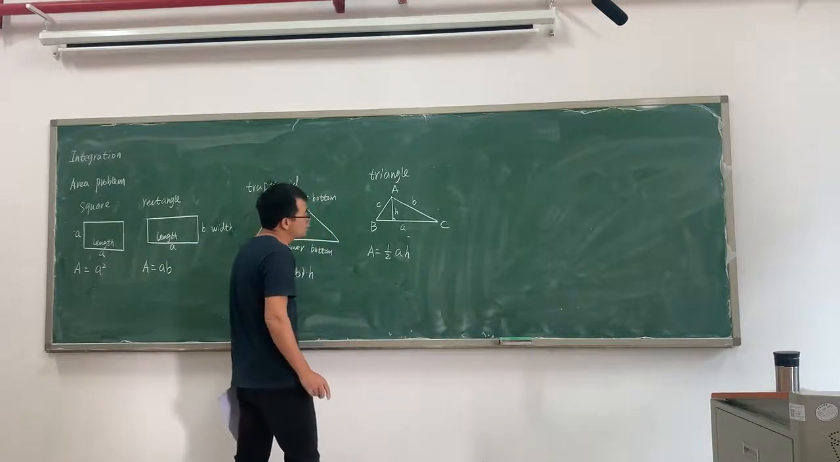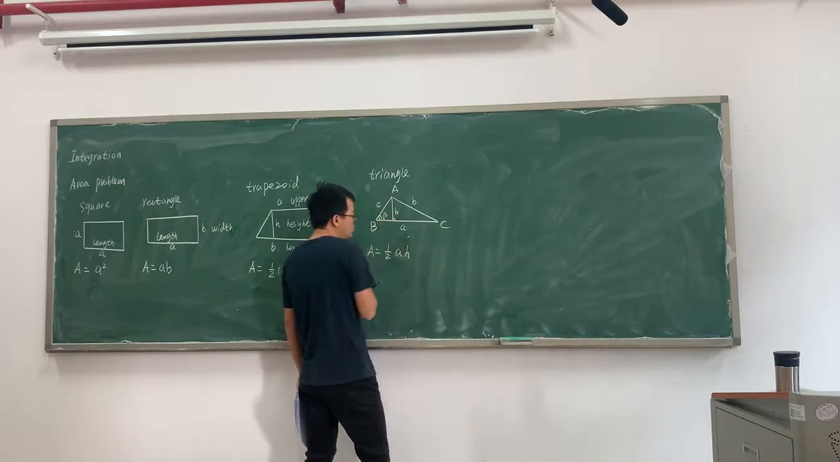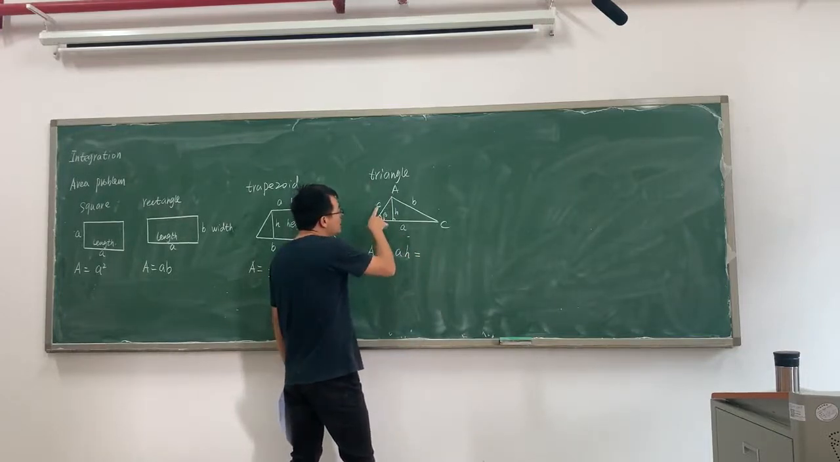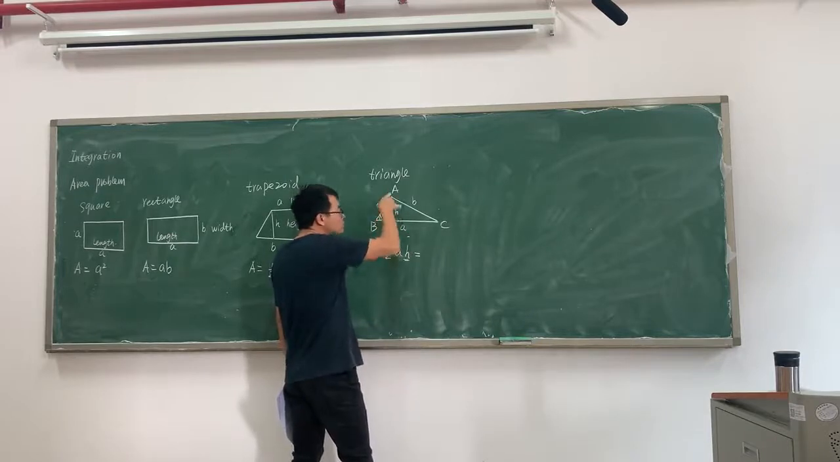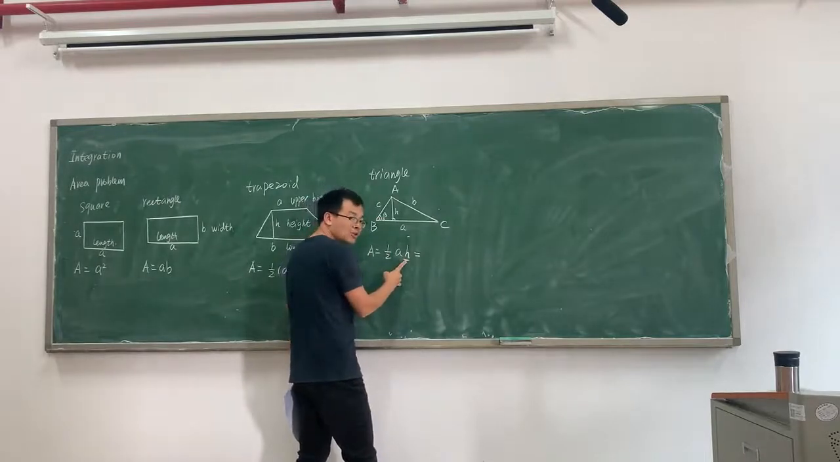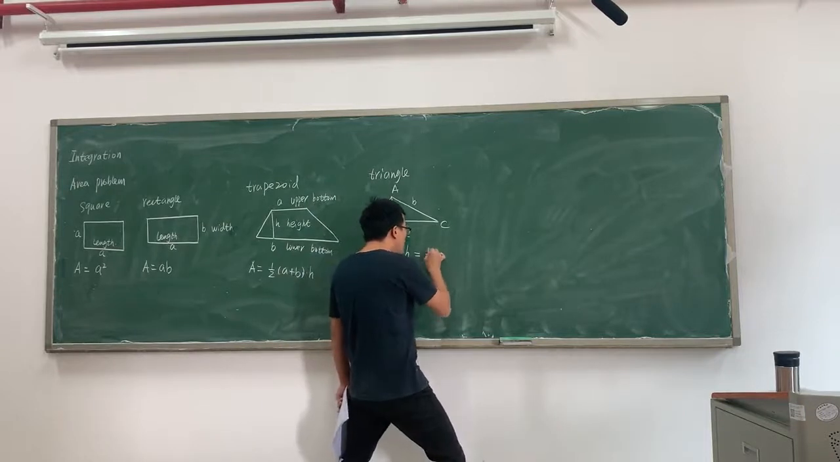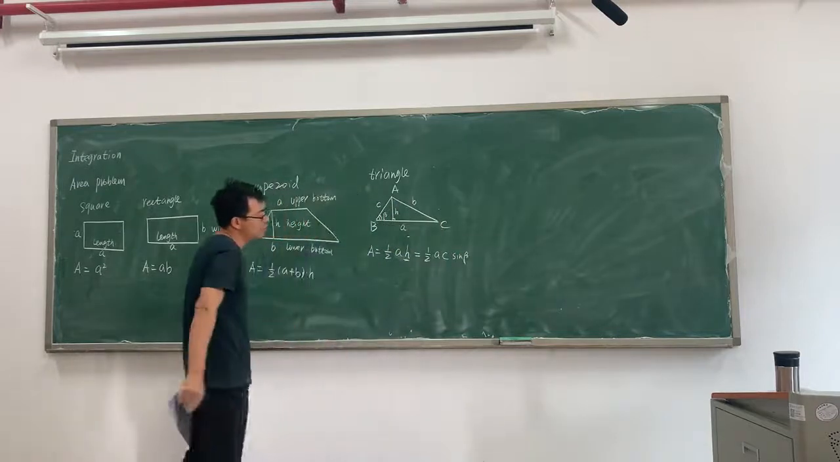The second is what? For this angle, we let it be beta. Actually, H is equal to C times sin beta. So we replace H by C sin beta, so the area is equal to 1/2 A times C sin beta. So this is the second formula.